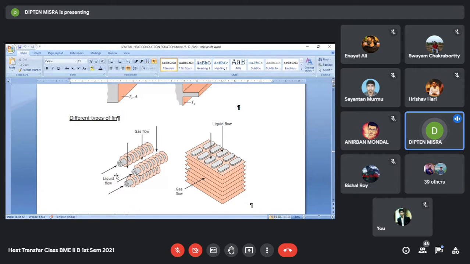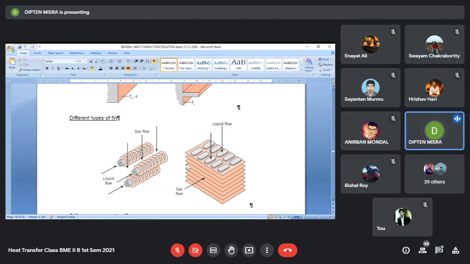What I am saying is that suppose you have a situation where, for example, you have a gas flow inside and liquid flow outside. Then we will be constrained to use fins on the inside and not on the outside. But before doing that, what we can think of is to alter the passage of the two fluids.